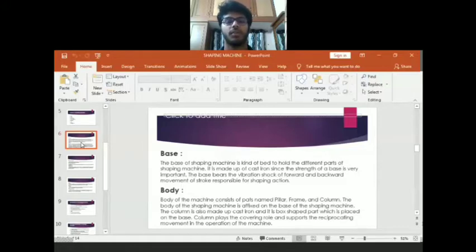Body. The body of the machine consists of parts named pillar, column, and frame. These three parts are collectively known as the body of the shaping machine and it is fixed over the base of the shaping machine. The column is also made of cast iron and it is a box shaped part. The column plays the covering role and supports the reciprocating movement in the operation of the machine.